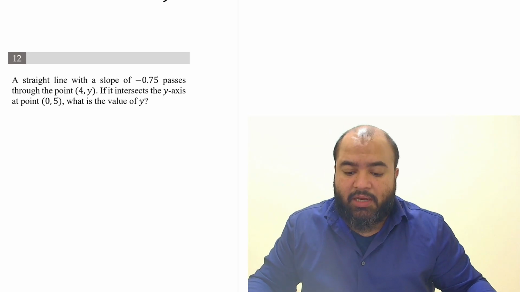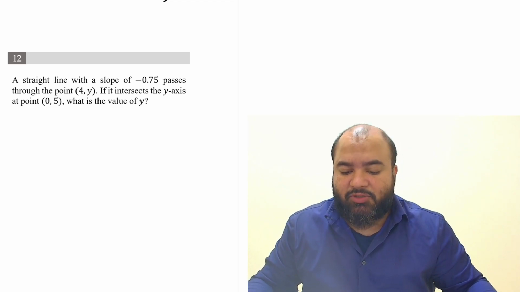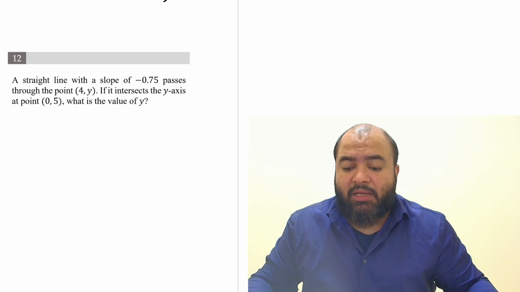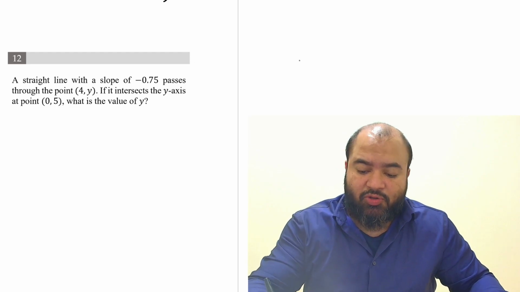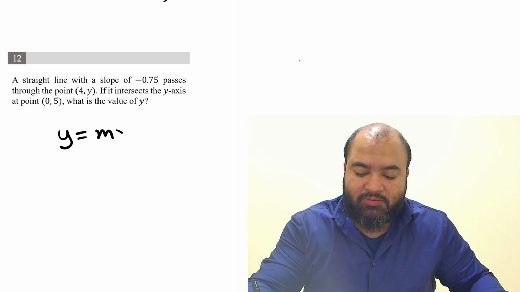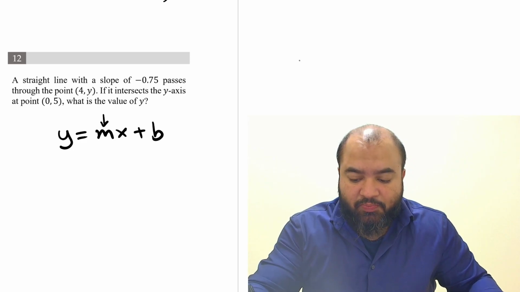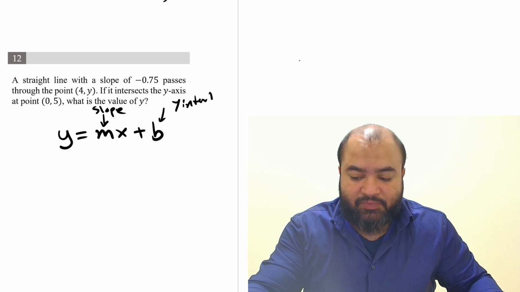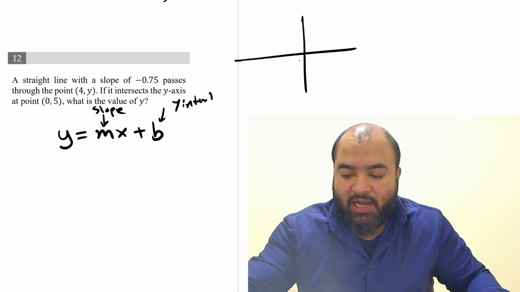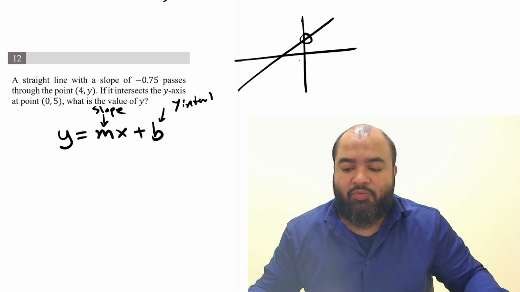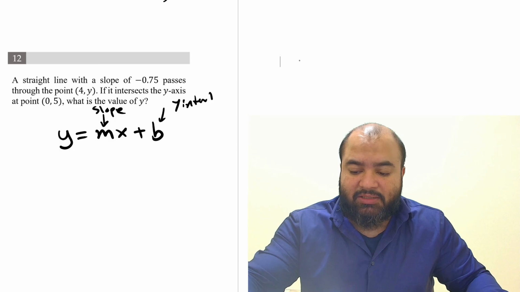Okay, the next topic. A straight line with a slope of negative 0.75 passes through the point 4, y. If it intersects the y-axis at 0, 5, what is the value of y? So a straight line with a slope. The equation of a line is y equal to mx plus b. Remember this. m stands for slope and b is the y-intercept. Y-intercept means where the line passes through the y-axis, this point here, it's called the y-intercept, that's b.